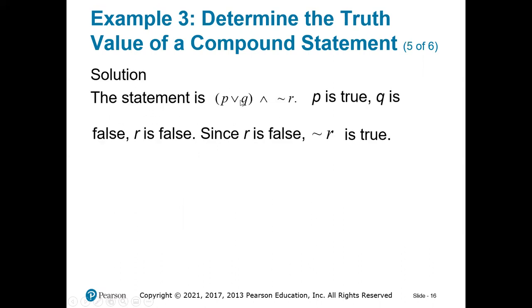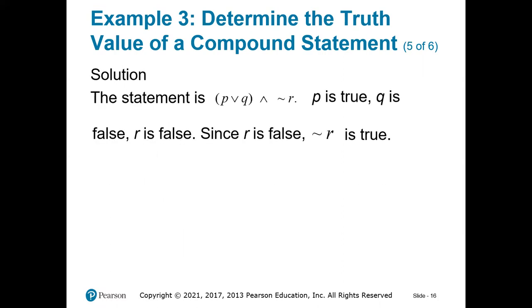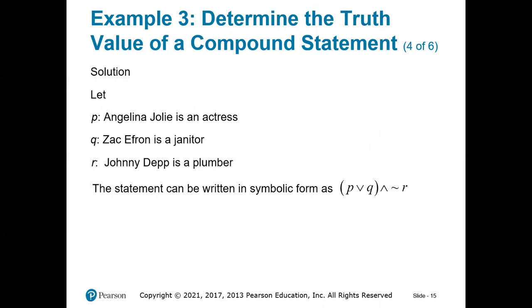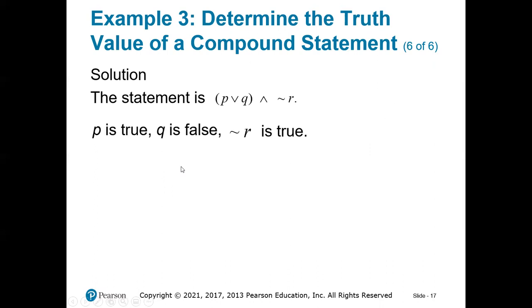So for the statement, we have P is true, Q is false, and R is false. Well, why is R false? Because we know why P is true. Why is P true? Because we know that Angelina Jolie is an actress. Q is false. We know that Zac Efron is not a janitor. How about R? Well, R is also false, because Johnny Depp is not a plumber. So P is true, this is false, and this is false. So given that, how are we going to construct the truth value of the whole thing?